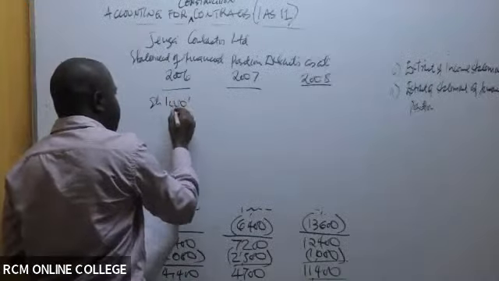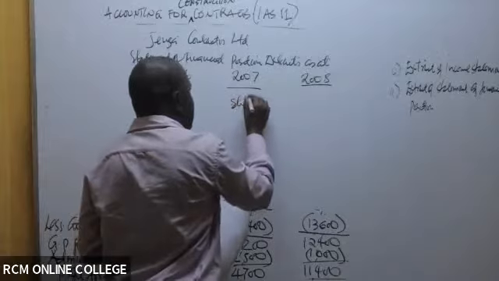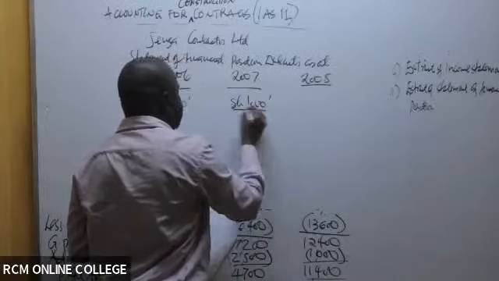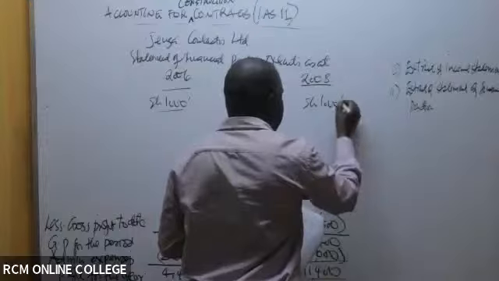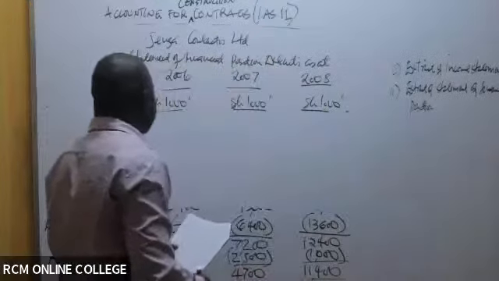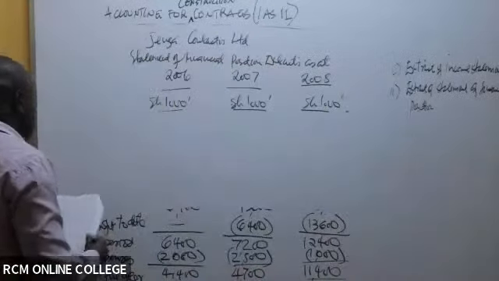Our figures are in shillings of thousands. They are not cows. They are shillings. You need to put their shillings in thousands because what you are dealing with here ni pesa. It is money. It is not cows.